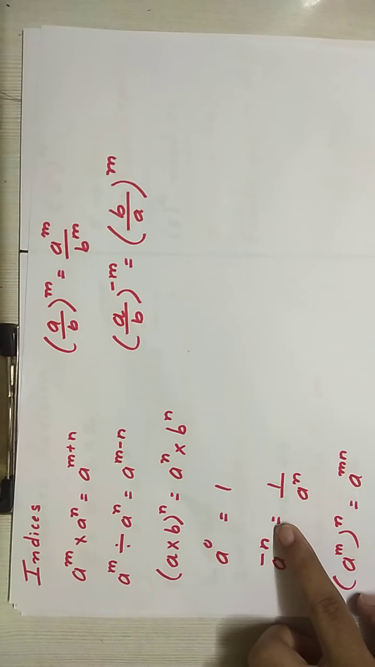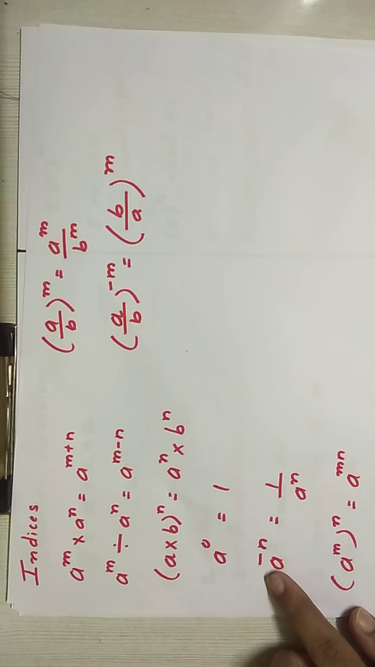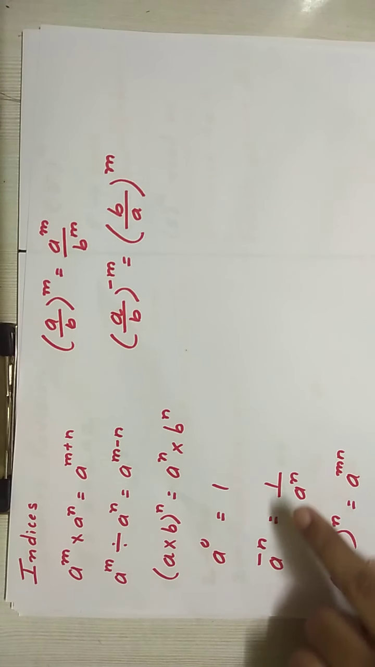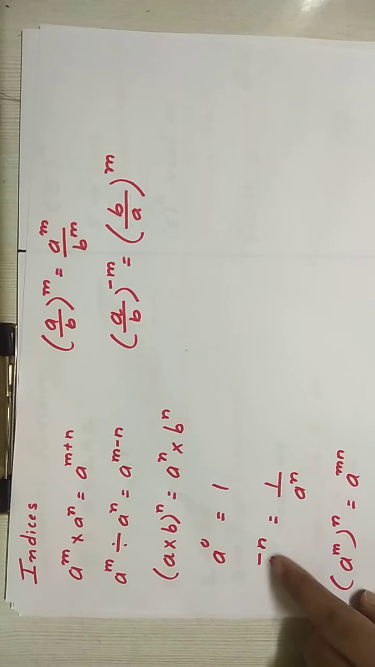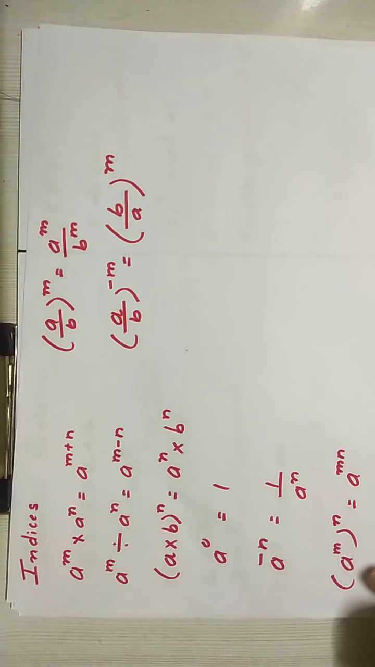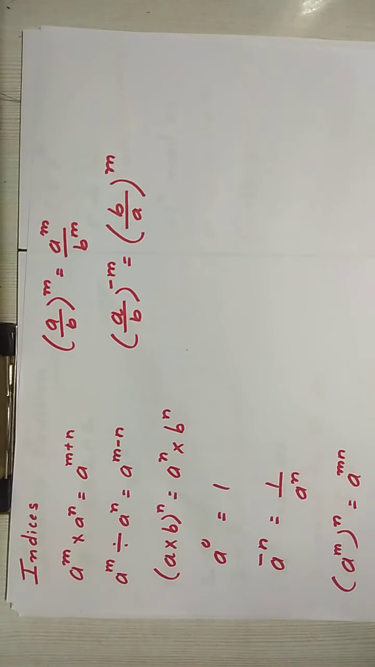a raised to minus n is equal to 1 upon a raised to n. That means if you have a number in the numerator, when it goes in the denominator, the power of that number changes its sign. If it is a negative sign, when it goes in the denominator, it becomes positive. The next rule is a raised to m raised to n is equal to a raised to mn. This rule we have used to solve the sums in exercise 3.2.